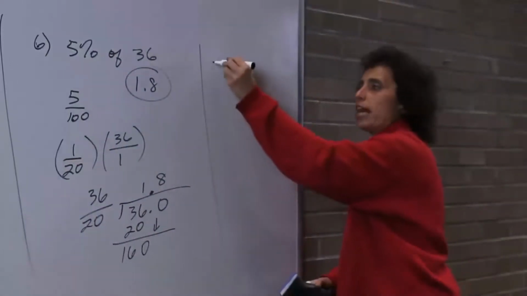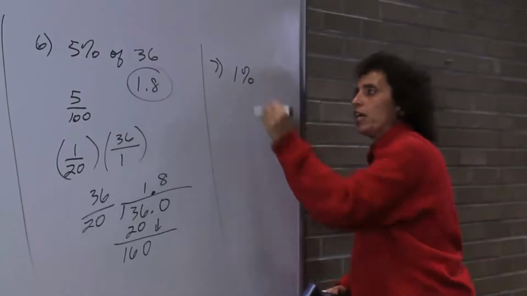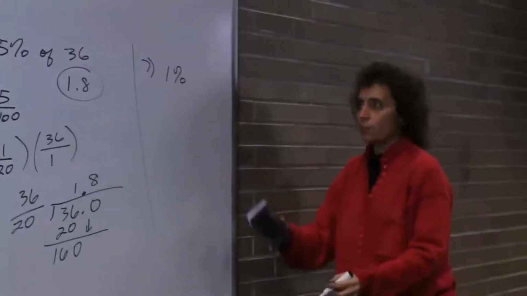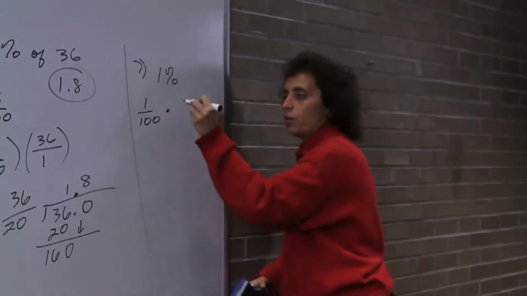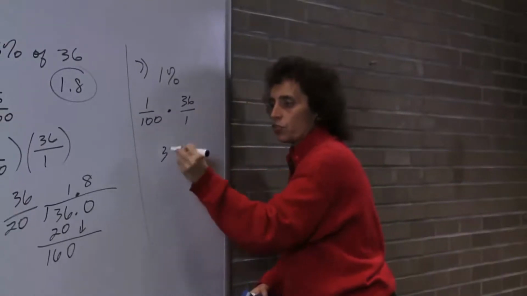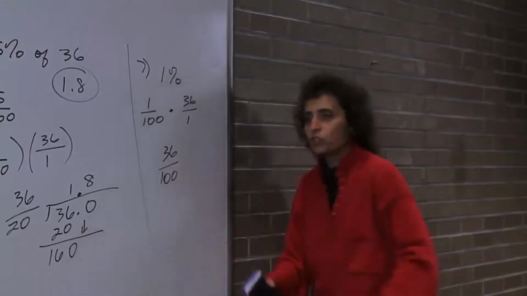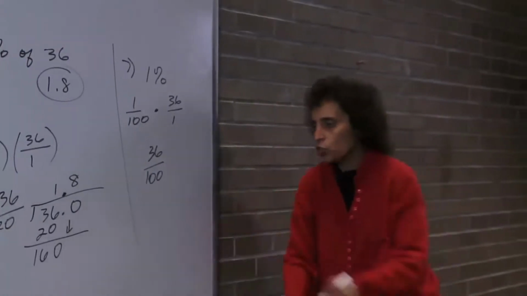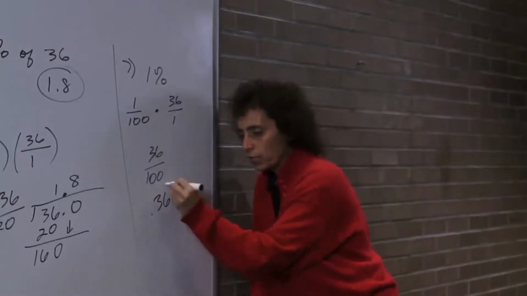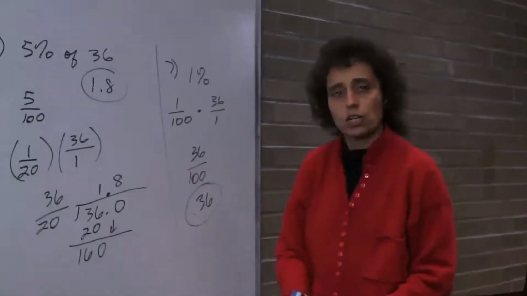Number 7, last one. 1% is 1/100th of the number. Okay? Because it's 1 over 100 times 36, which is 36 divided by 100, means you take the decimal and you move it 2 places, because there's 2 zeros, 2 places to the left, which is 0.36. So those are the shortcuts.